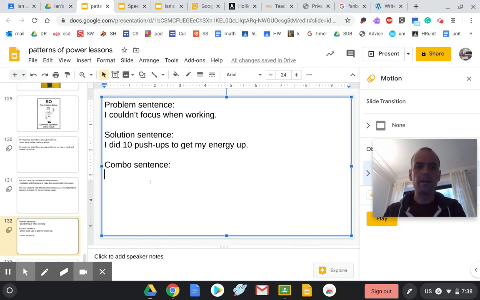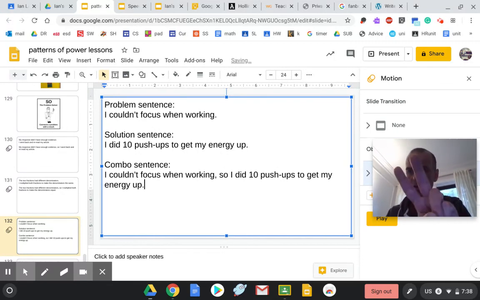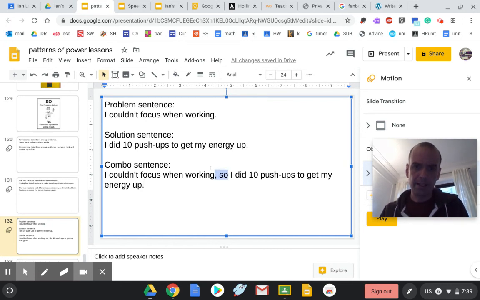Combo sentence. I couldn't focus when working, so I did 10 push-ups to get my energy up. Does that make sense? And you do two of those. So you're going to write a problem sentence, a solution sentence, and then combine them with a comma and so, and then you do that again.